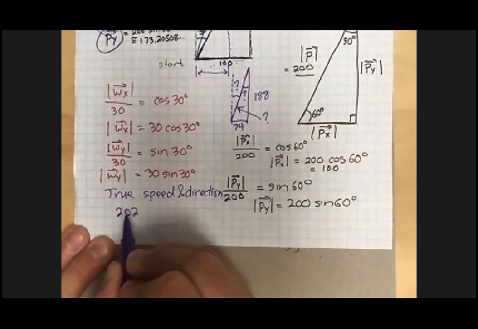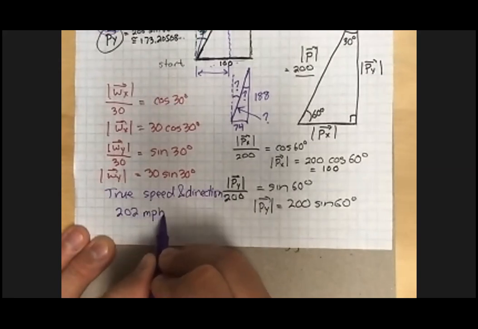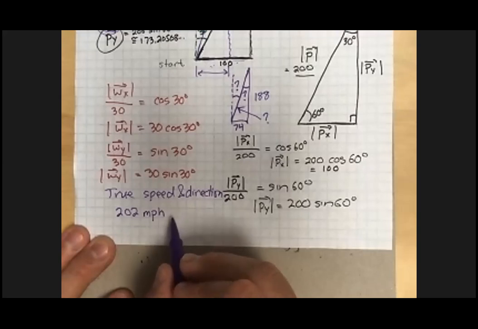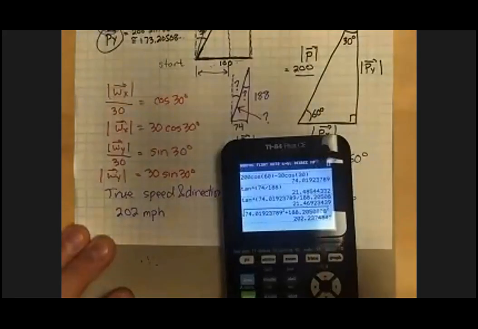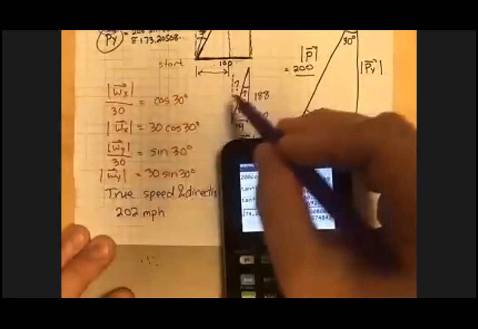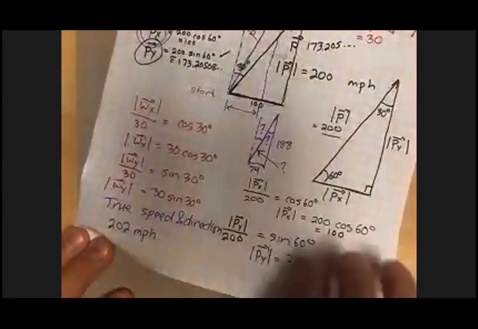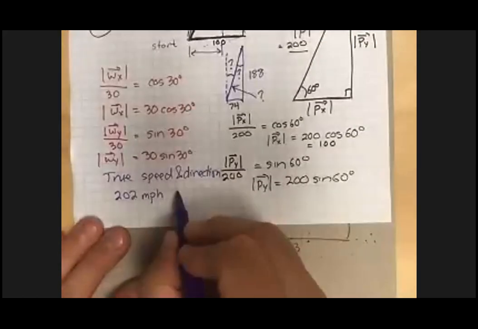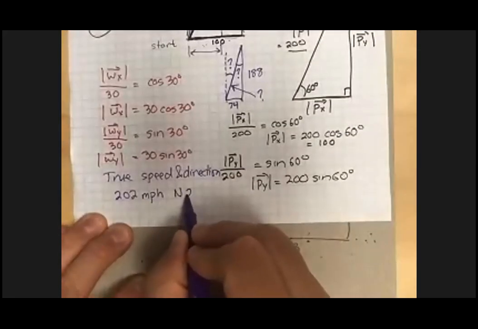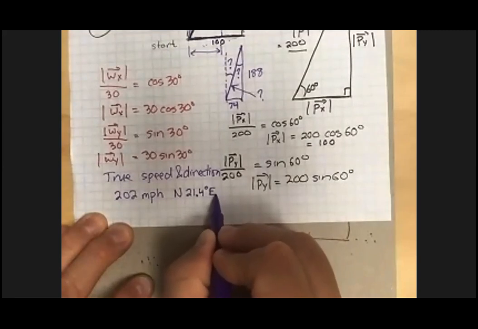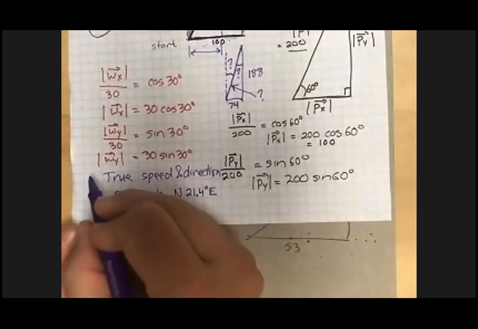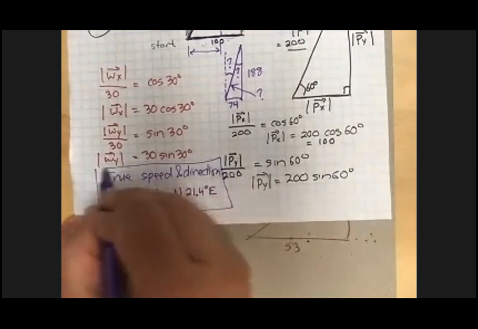Okay, good. I'll get that, Victoria. Thank you. 202 miles per hour. And what was my angle? 21.4 from the north. I could call that north, 21.4 degrees east. Okay, thank you for the question, Victoria.